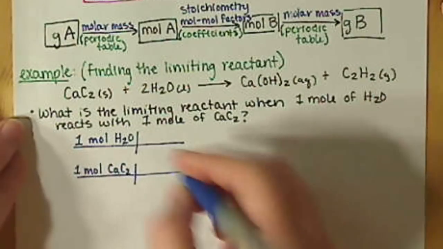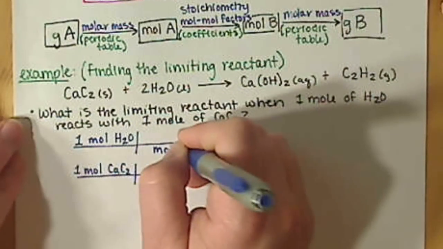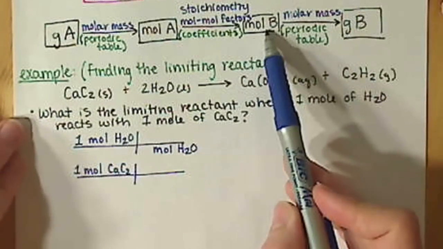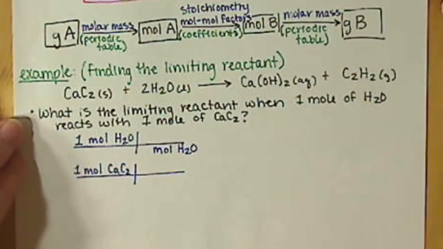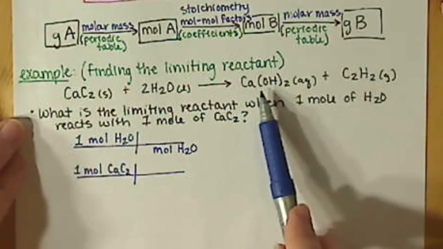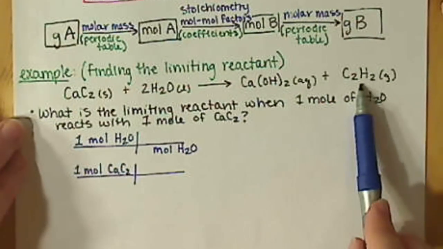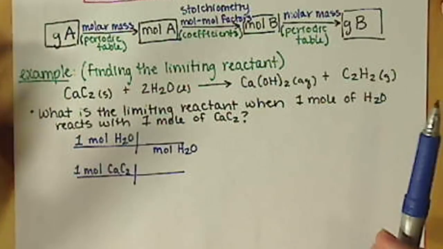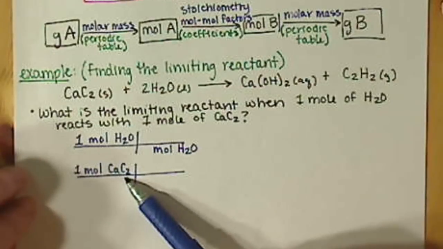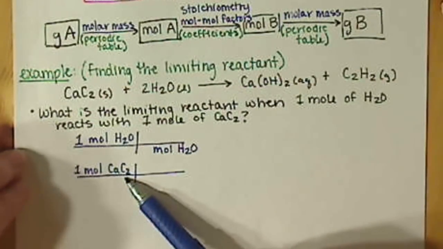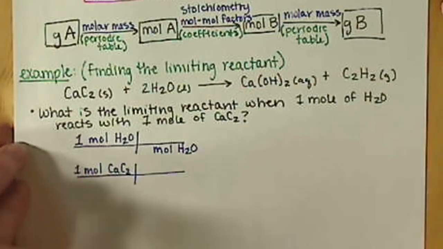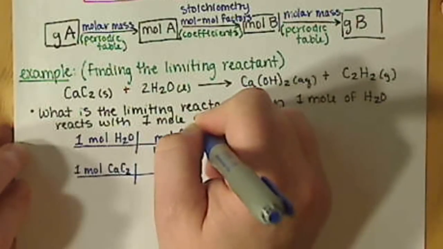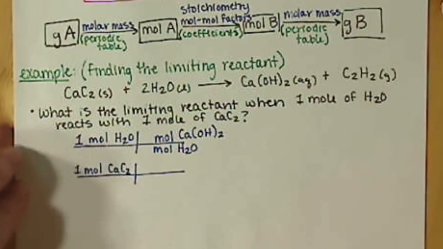So for the first calculation, I want to convert from moles of H2O, okay, so I'm at moles of A, and I want to convert to moles of B. Okay, it doesn't matter where we convert to. Doesn't matter if we choose calcium hydroxide. Doesn't matter if we choose C2H2. Okay? It doesn't matter as long as we choose the same product to look at down here. Okay? So I'm going to choose, let's look at calcium hydroxide. Let's choose the compound we know how to name.